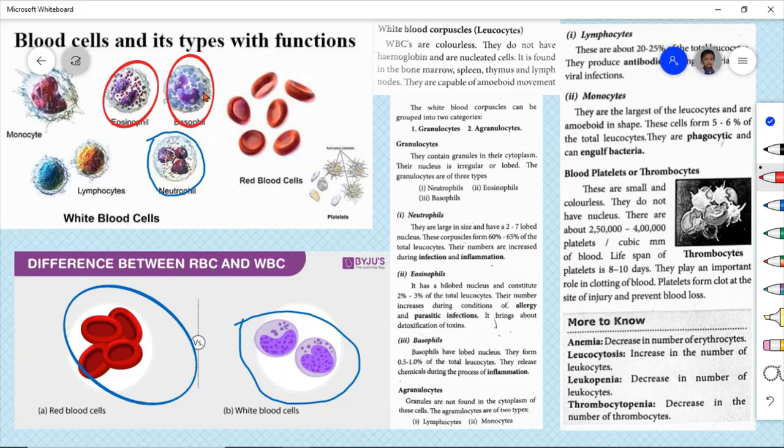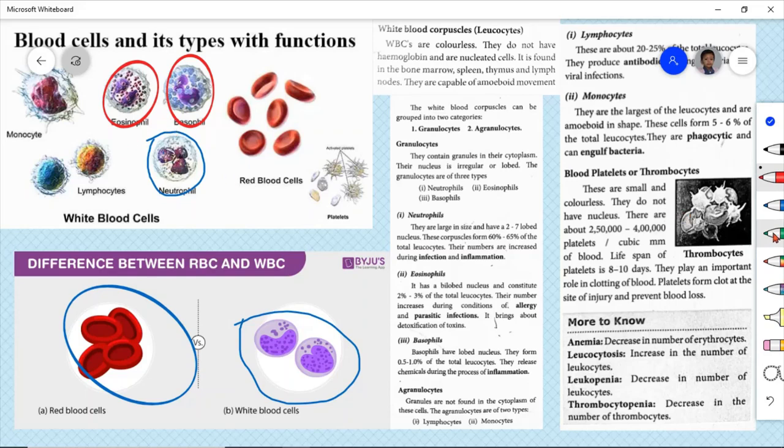So next one is agranulocytes. Why do we say agranulocytes? Granules are not found in the cytoplasm, so it is known as agranulocytes. Granules are absent in the cytoplasm. Here also there are 2 types of agranulocytes: lymphocytes and monocytes.